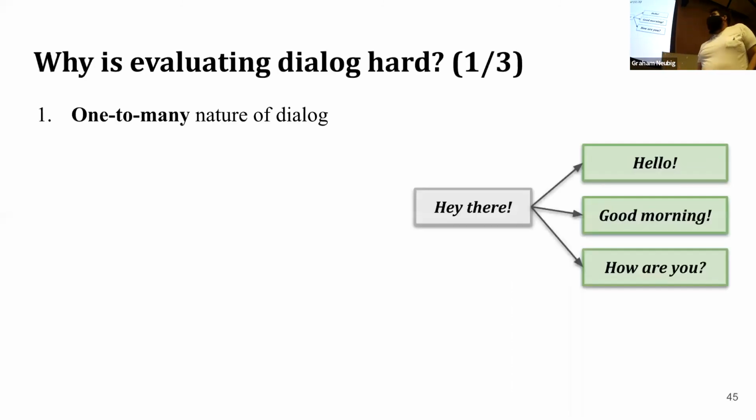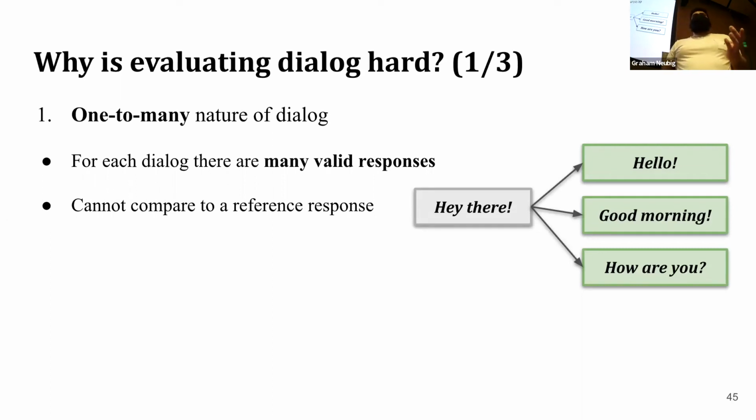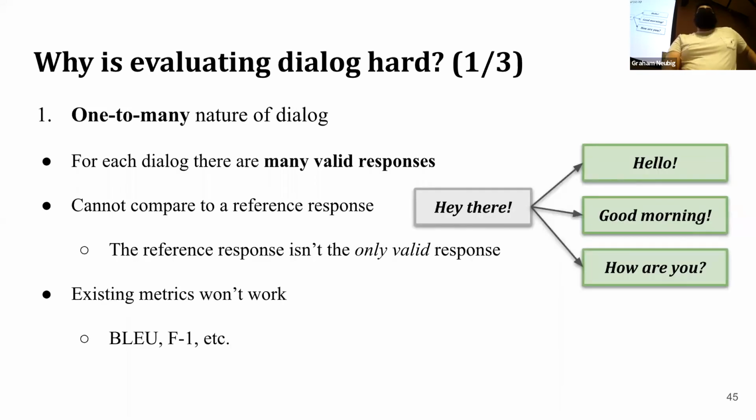So why is this hard? The first reason is the one-to-many nature of dialogue. For each dialogue history, there are many valid responses, and therefore, unlike many tasks like machine translation, in dialogue it doesn't make sense to compare to a reference. The reference response isn't the only valid response, and because of this, existing metrics like BLEU and F1 score don't work well, because you can't just take one valid thing that somebody could have said and say that this is the only valid thing the dialogue system should always say.